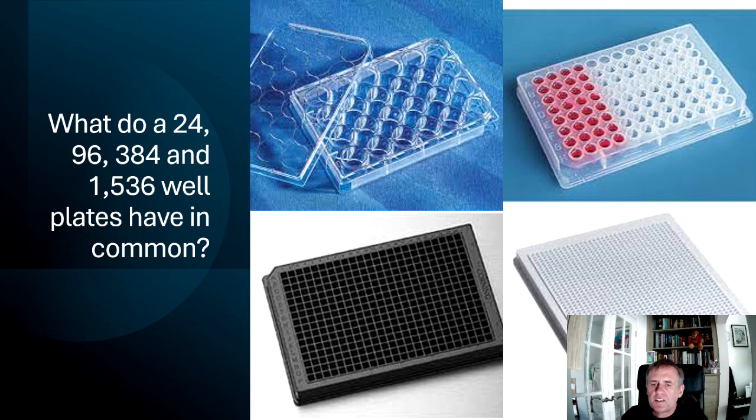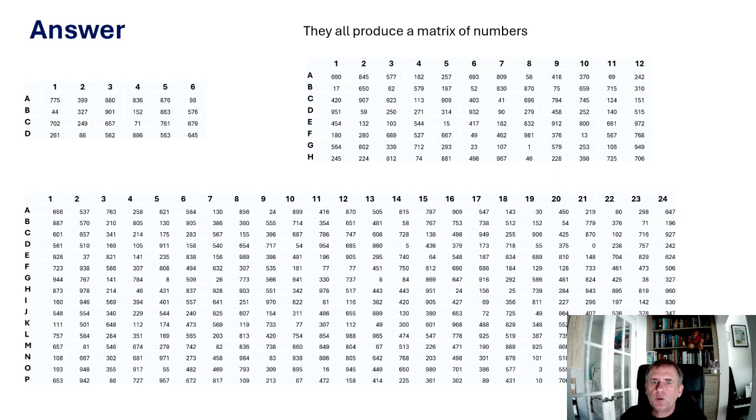So the first question I want to ask you all is, what does a 384-well, a 96-well, a 6-well and a 1536-well plate all have in common? And the answer is they all produce this, a 2D matrix of numbers. And those numbers represent your hard work that you've done in some experiment.